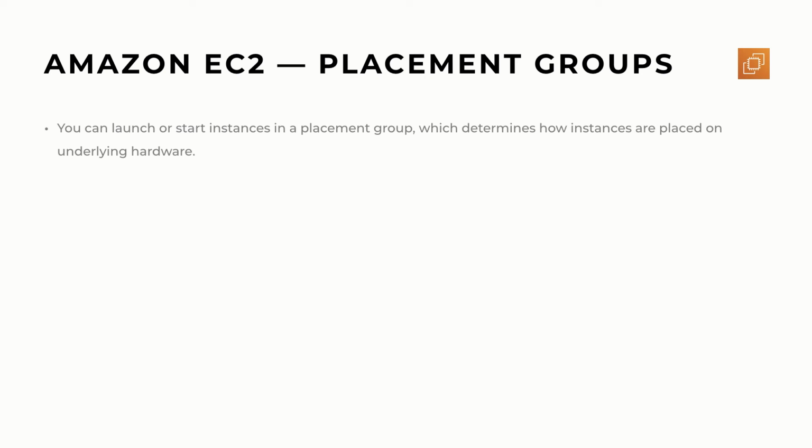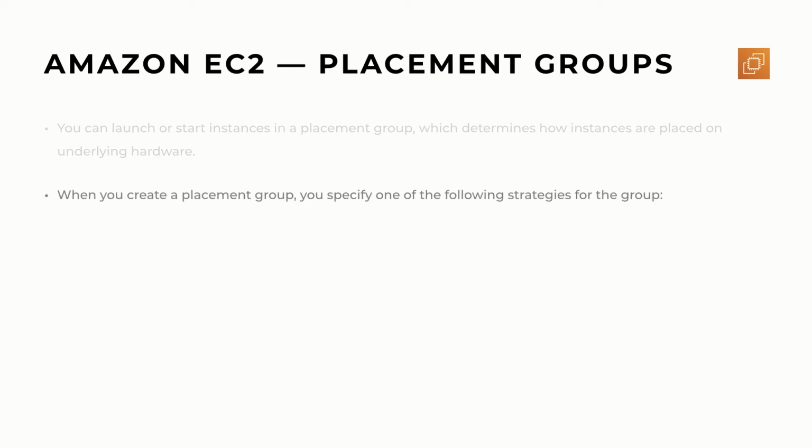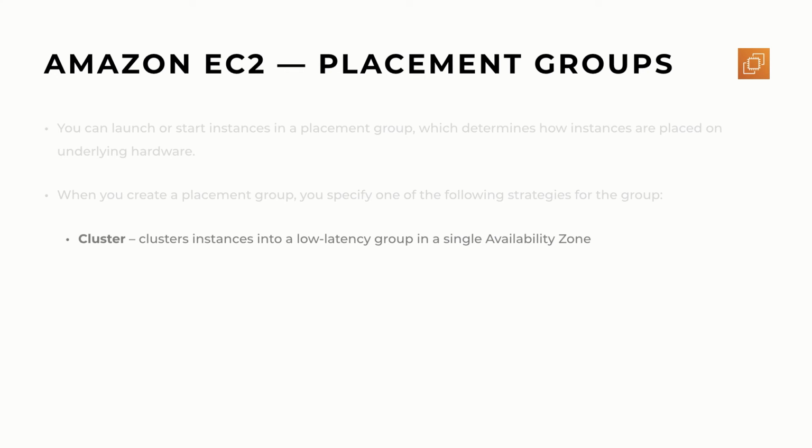You can launch an EC2 instance in a placement group. Placement group determines how the instances are placed on the underlying hardware. When you create a placement group, you specify one of the following strategies: cluster, partition, or spread. The cluster placement group launches all the instances in the same availability zone. The instances in the cluster placement group can talk to all the other nodes within the placement group at the rate of 10 Gbps flows.